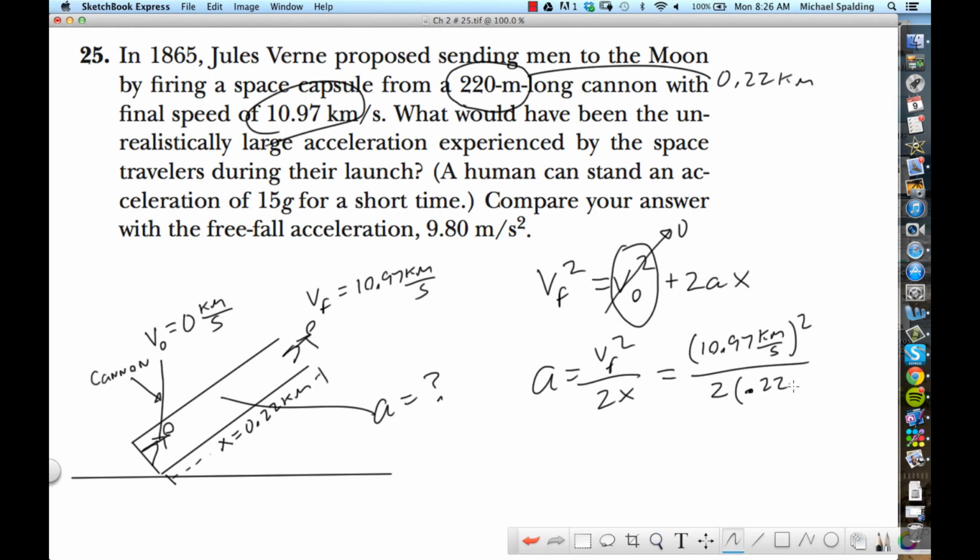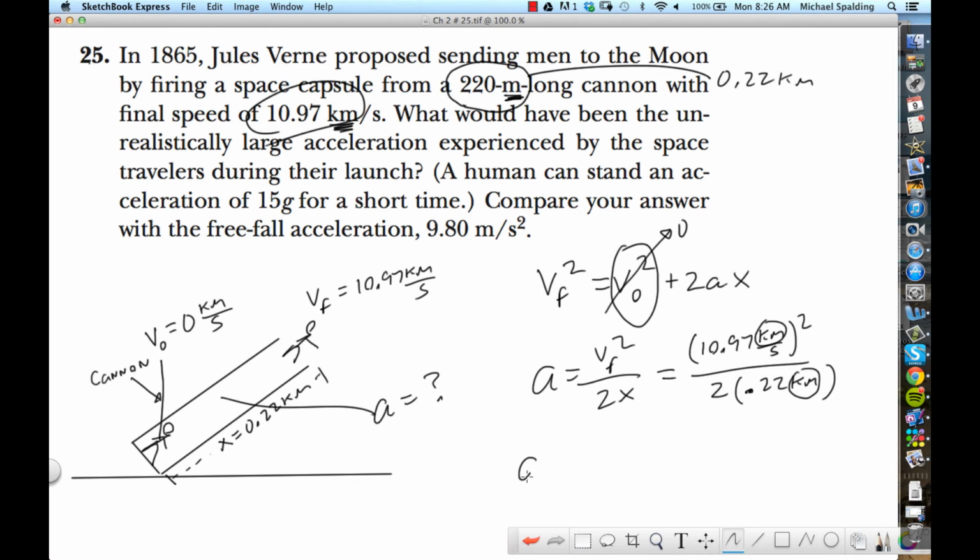Hey, now typically we're not in kilometers, but is this okay to be in kilometers here? Yeah, as long as your units agree, it's fine. Like here we have kilometers here, and we got kilometers there. If you would have taken this 10.97 and converted that into meters per second, that's fine also. As long as the unit for length is the same, it's okay.